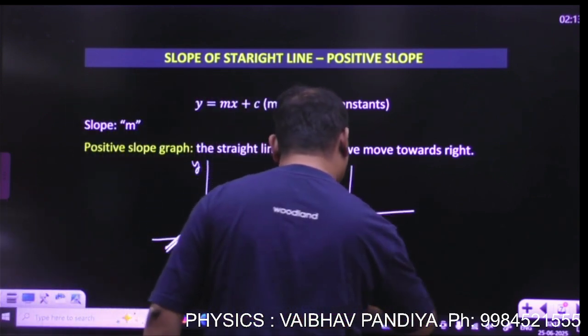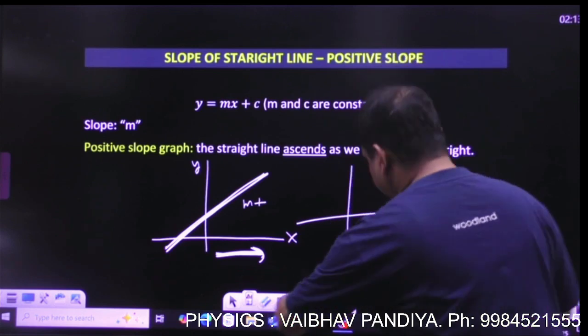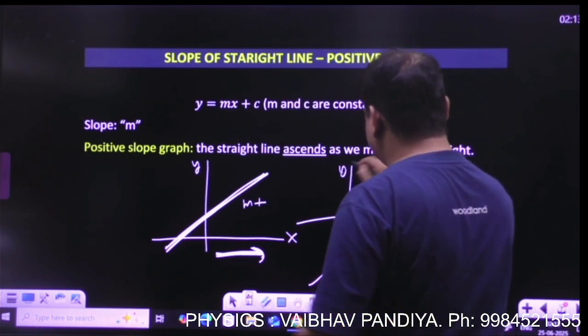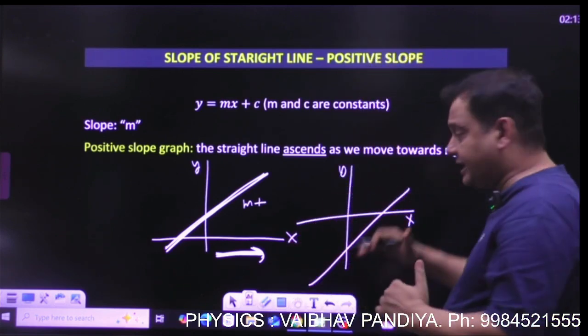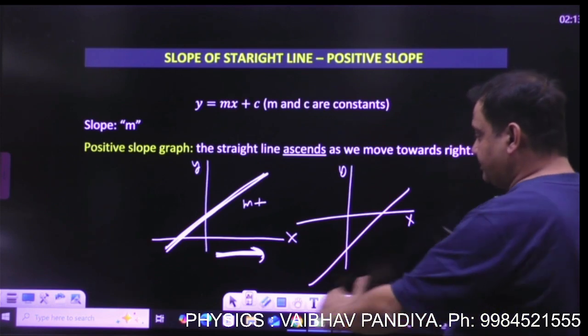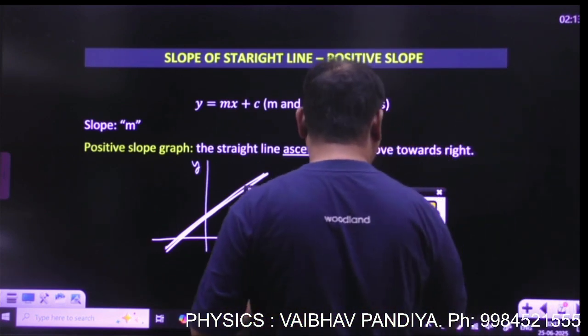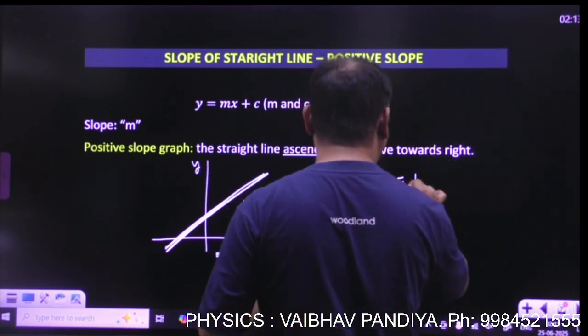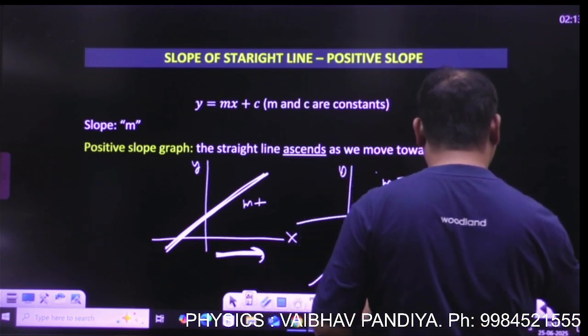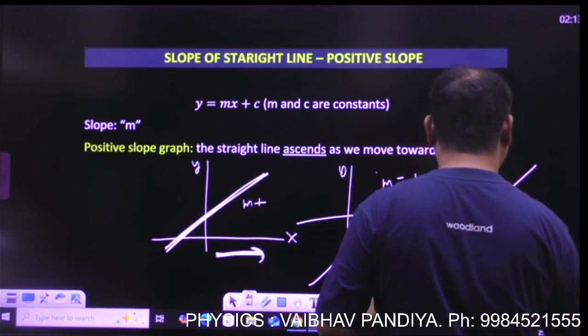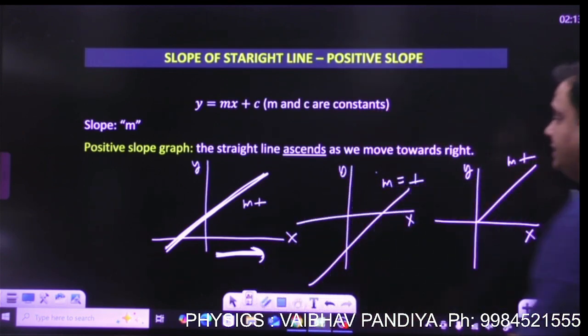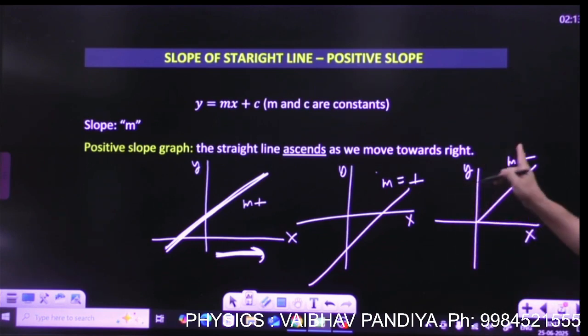Here if you see like this, again the line is going up. It doesn't matter whether the line is below the x-axis or above the x-axis, it must go up. So here also the slope is positive. If you see this graph, here also the slope is positive. Okay. So whenever the line goes up on moving towards the right side, we say the slope is positive.